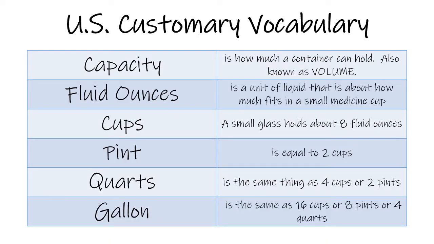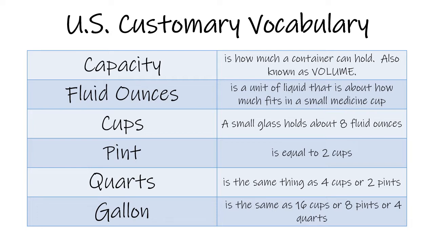Our vocabulary for this study of capacity are these 6 words. First, we have to know what capacity means. Well, capacity is how much a container can hold. This is also known as volume. And we have 5 different units of measurement for capacity. The smallest one is the fluid ounce. So a fluid ounce is a unit of liquid that is about how much fits in a little tiny medicine cup. And we'll talk about examples of that in a few minutes.